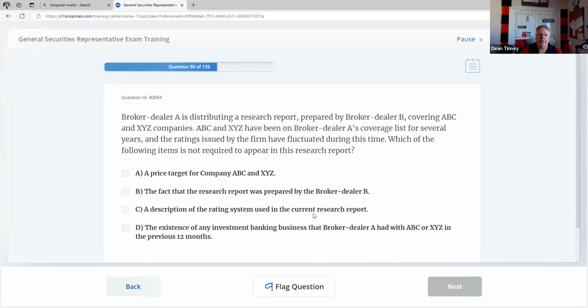Broker dealer A is distributing a research report prepared by broker dealer B, covering ABC and XYZ. ABC and XYZ have been on broker dealer A's coverage list for several years, and the ratings have fluctuated. Which of the following items is not required to appear in this research report?